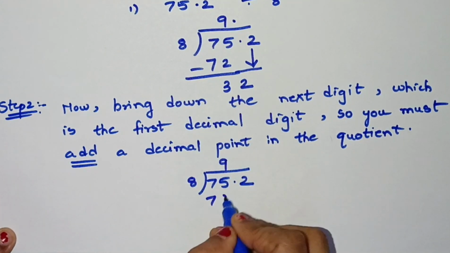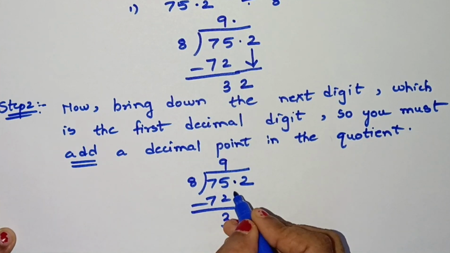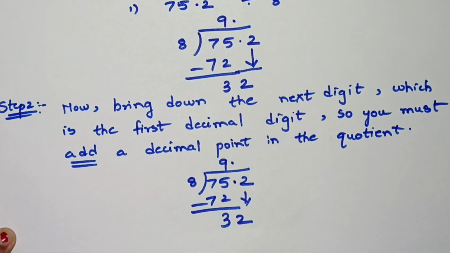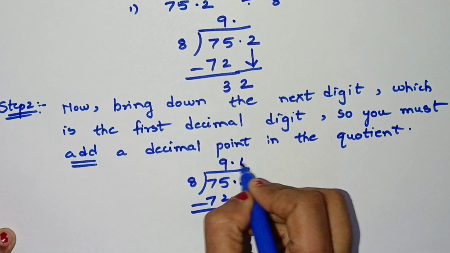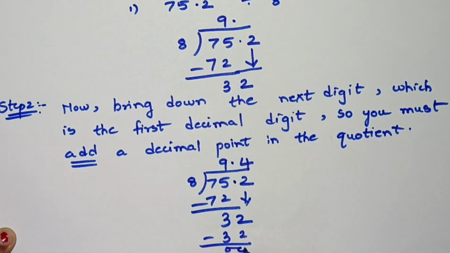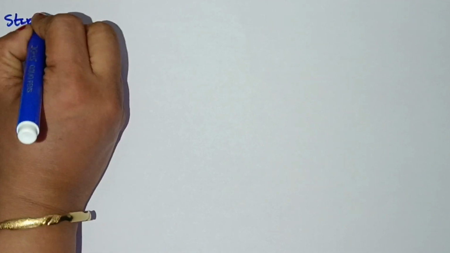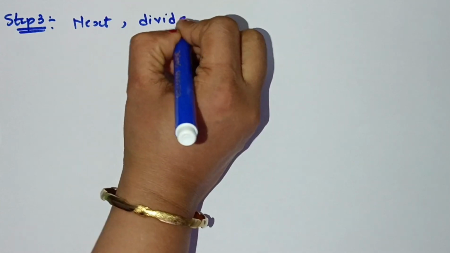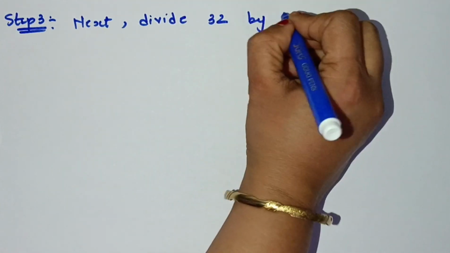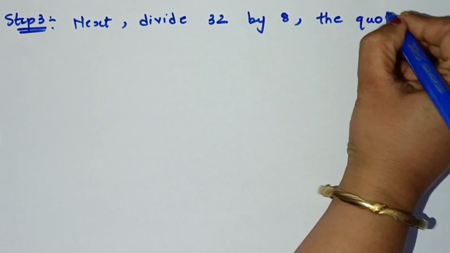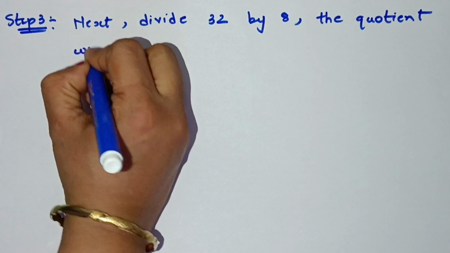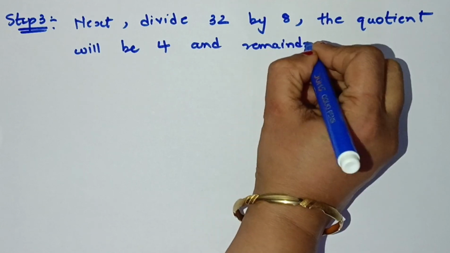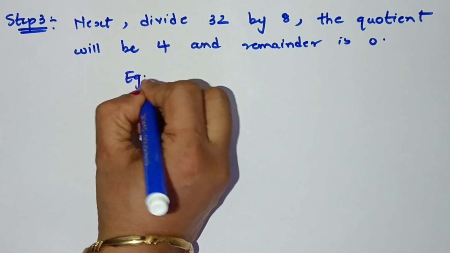8 nines are 72, remainder 3. Immediately you have the decimal point; place it in the quotient. Bring down the tenth digit. Understood till here? You brought it down. Now 8 fours are 32. Step 3, next, the one which we did right now: divide 32 by 8. The quotient will be 4 and the remainder is 0.